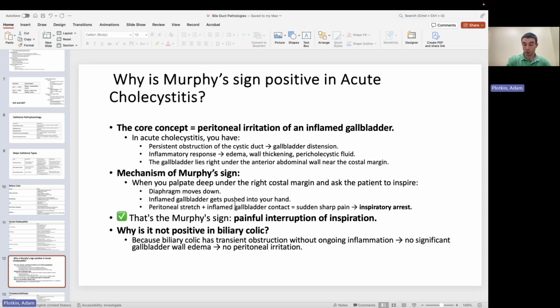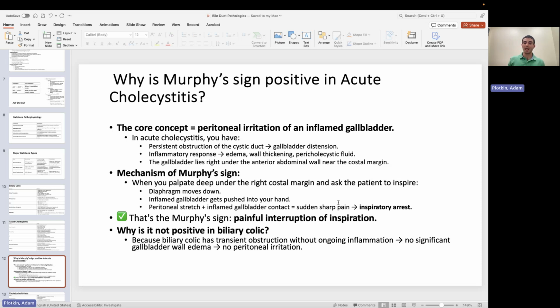This peritoneal stretch plus the inflamed gallbladder contacting my hand leads to a sudden sharp pain, and the patient's going to stop breathing, right? It's going to be such a shock to them that they'll stop breathing. So the Murphy sign is positive when I deeply palpate their right upper quadrant. I ask them to take a big, deep breath in. And if they have to stop that deep breath in at some point without doing a full deep breath, I consider that a positive Murphy sign.